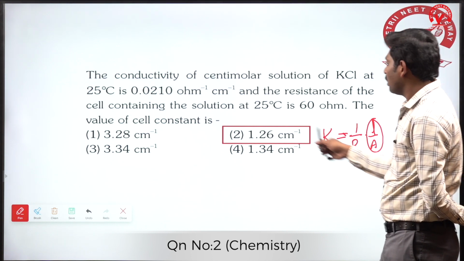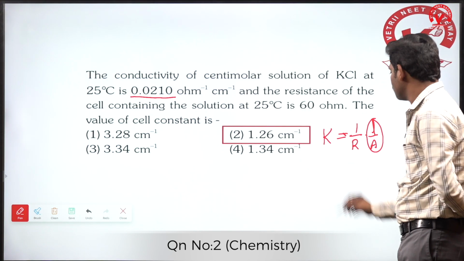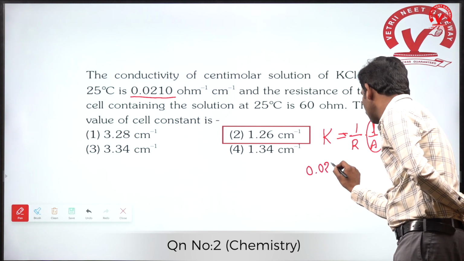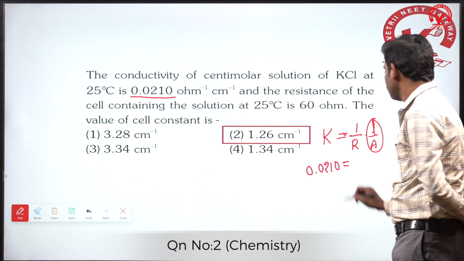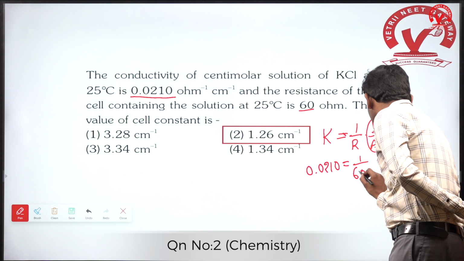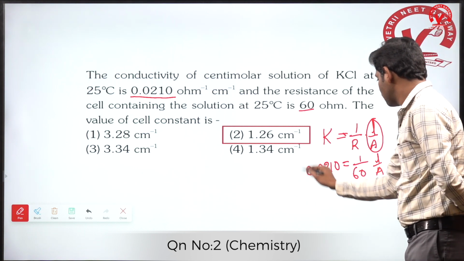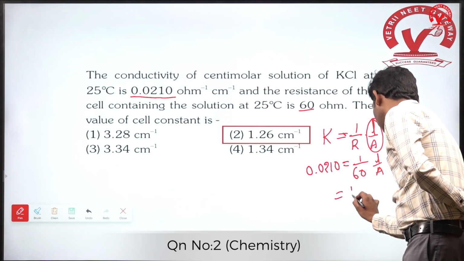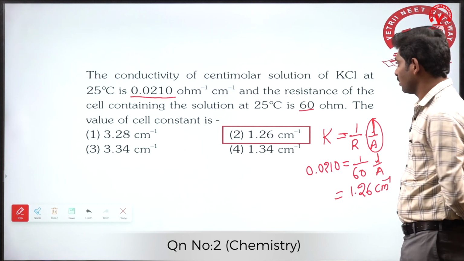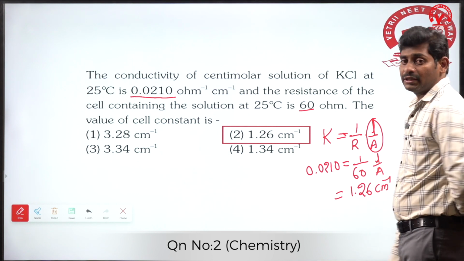So in the question, the conductivity value is given, 0.0210. So you can substitute the K value: 0.0210 is equal to 1 by resistance, which is 60 ohm, into L by A, the cell constant. If you take this 60 to this side, the answer will come as 1.26 centimeter inverse. This ohm inverse and this ohm will cancel each other, so it gives centimeter inverse.